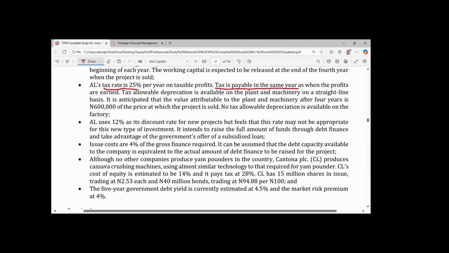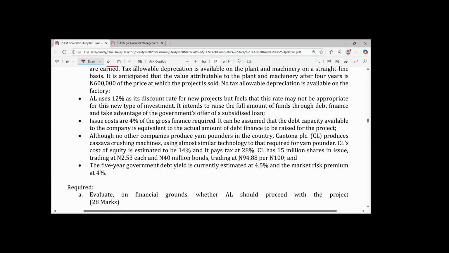AL uses 12% as its discount rate for new projects, but feels that this rate may not be appropriate for this type of investment. It intends to raise the full amount of funds through debt finance and take advantage of the government's offer of a subsidized loan.